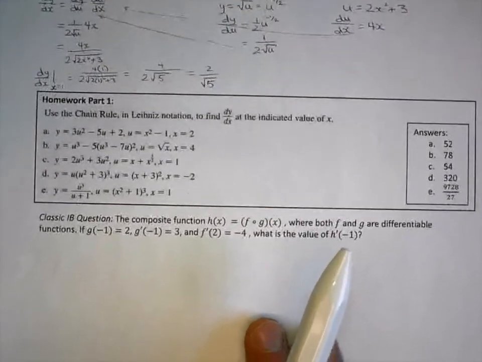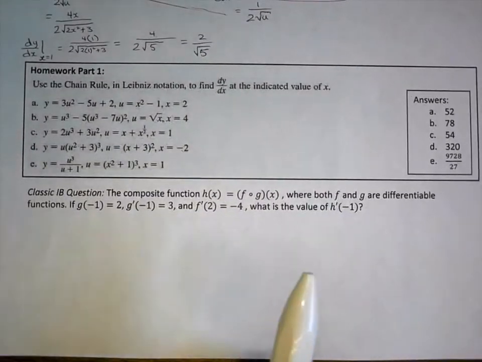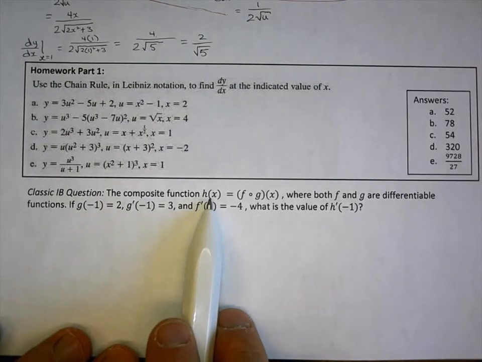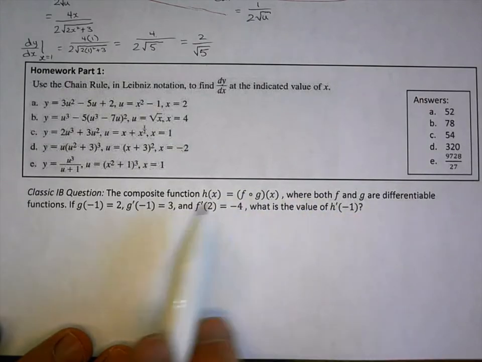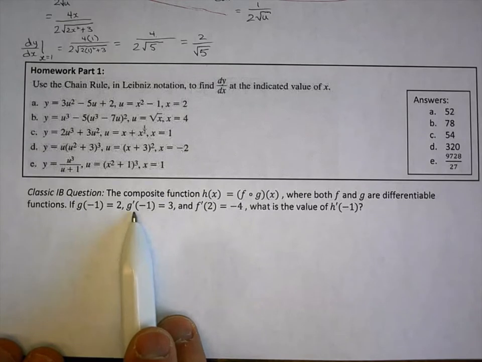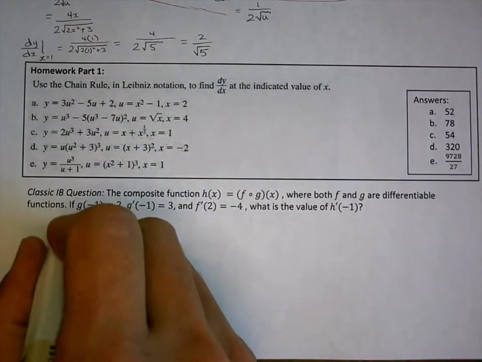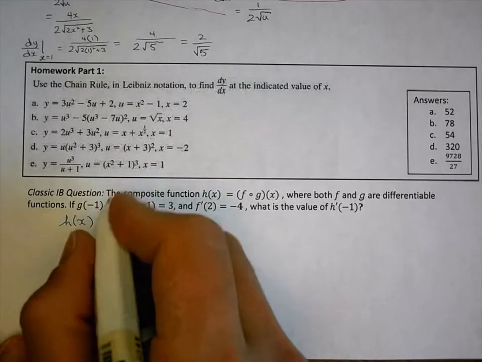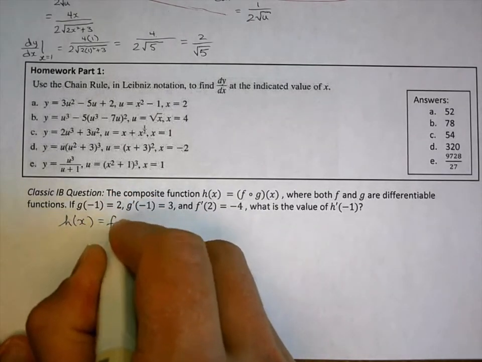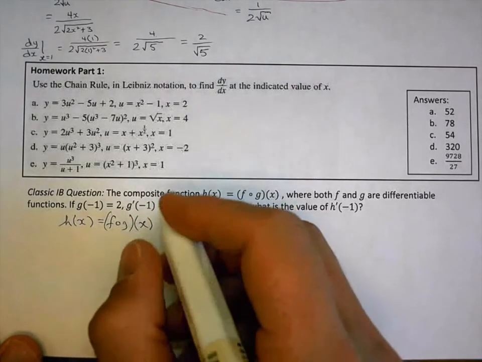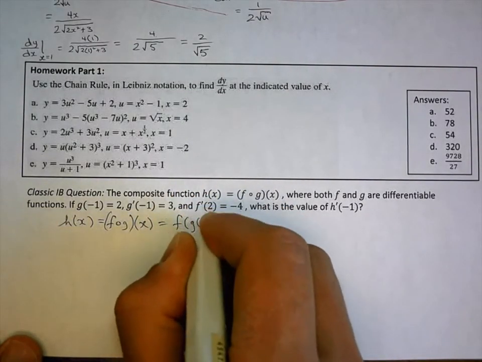Now, one kind of classic IB question you might get is you have a composite function h where f and g are differentiable. If this is g, g prime, f prime, what is the value of h prime at -1? This is a crazy question because there's no function given to you. That's why it's very odd to look at. H at x is equal to f of g at x, which I can rewrite to make it a bit easier to understand.